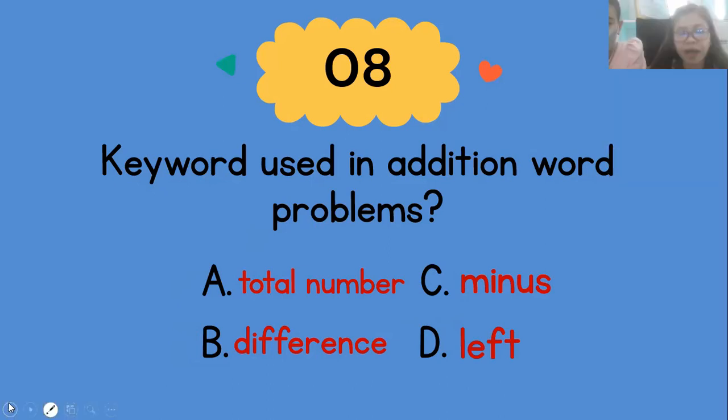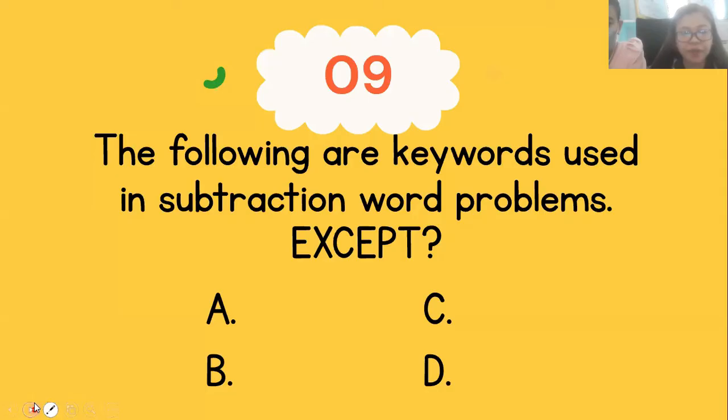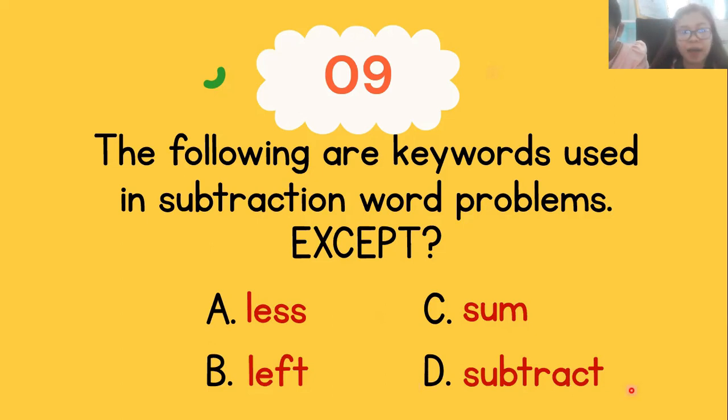Okay. Number 9. Okay. So the following are keywords used in subtraction word problems except one. So which of these do not belong to the group? Keywords that we use in subtraction word problems except one. So one is not included. A, less. B, left. C, sum. D, subtract.